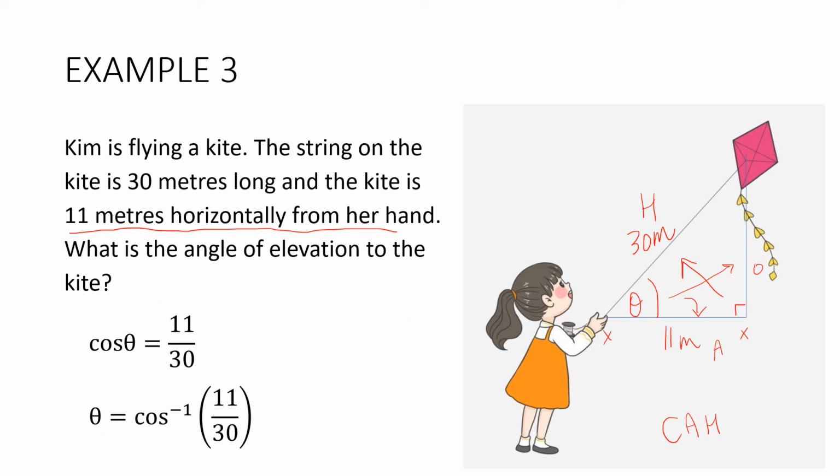Bring the cos over the other side, it becomes inverse cos. And into the calculator we go: shift cos 11 divided by 30. It doesn't ask us to do it to the nearest minute or degree, so let's just do it to the nearest degree. Our answer is 68 degrees.